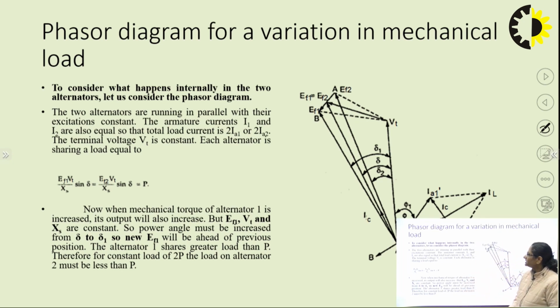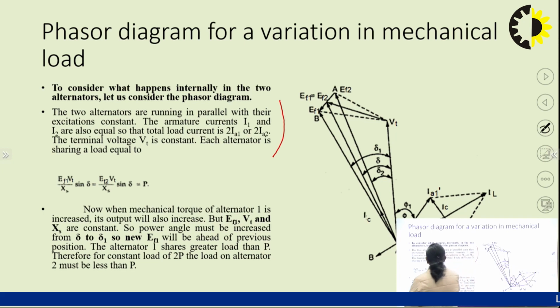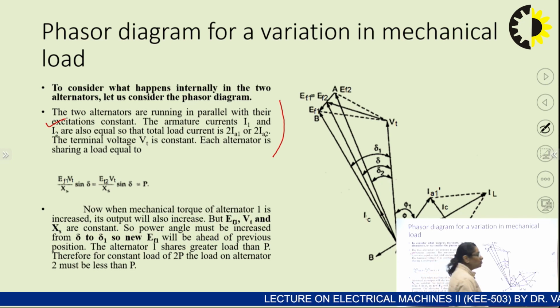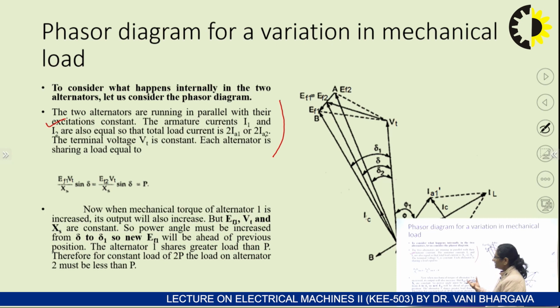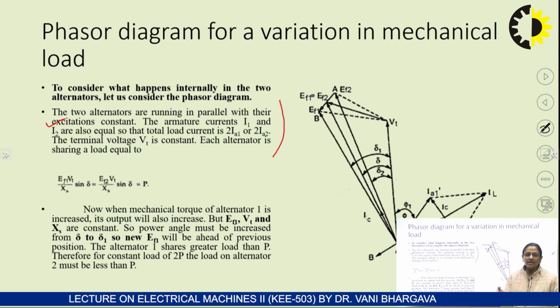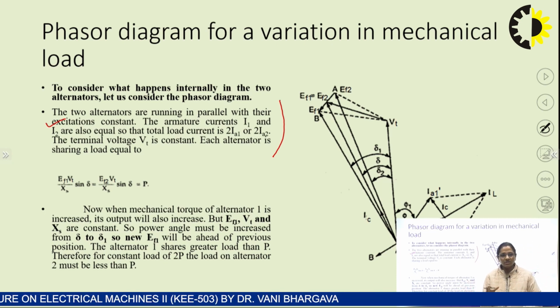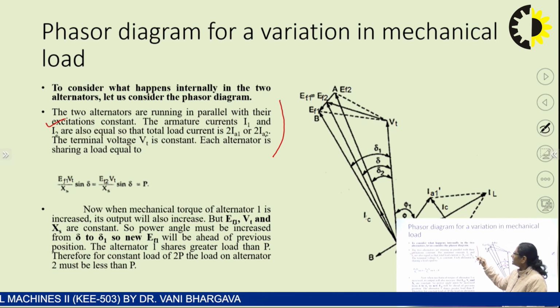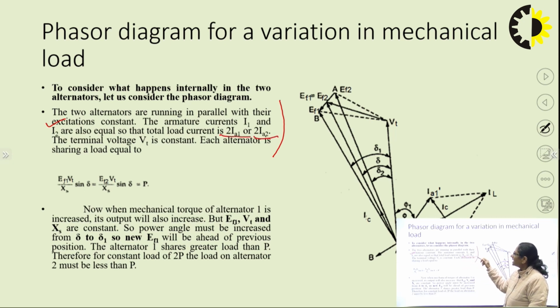So, here let us consider that two alternators are running in parallel with their excitations constant. What does it mean? If the excitations are kept constant, the induced EMF of the two alternators in magnitude will remain the same. There is no variation in the magnitude of the induced EMF when excitation is kept constant. The armature currents I1 and I2 are also equal, so that the total current is twice IA1 or twice IA2. Terminal voltage VT is constant.